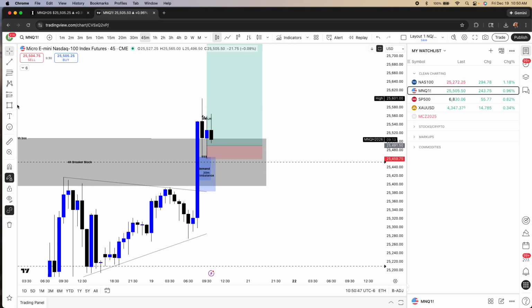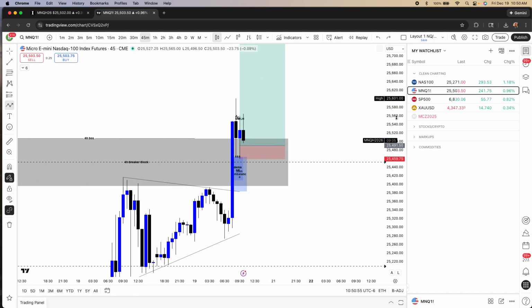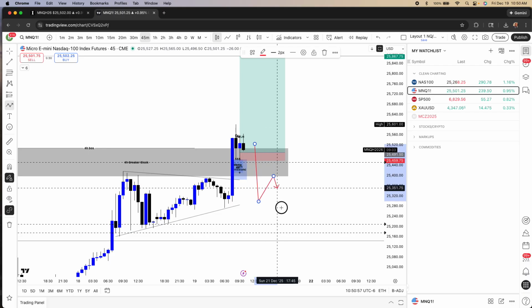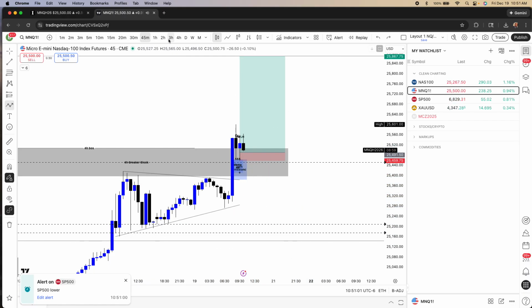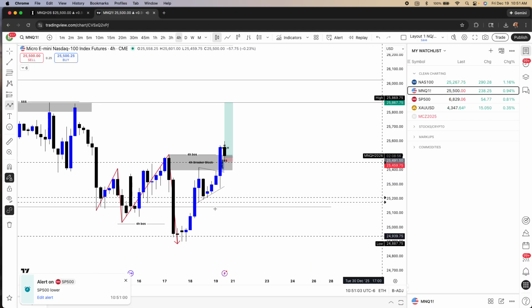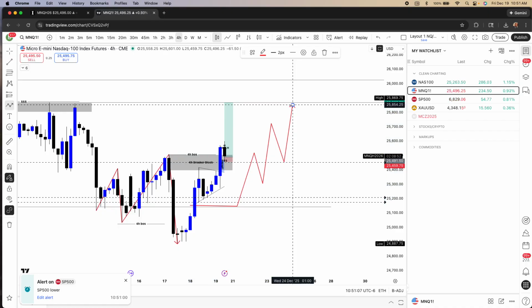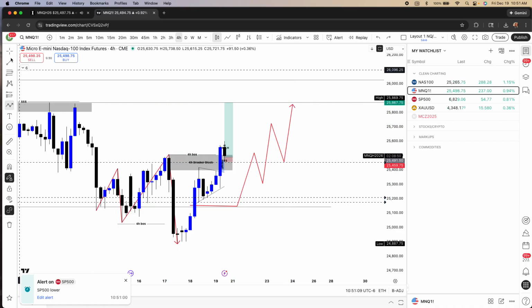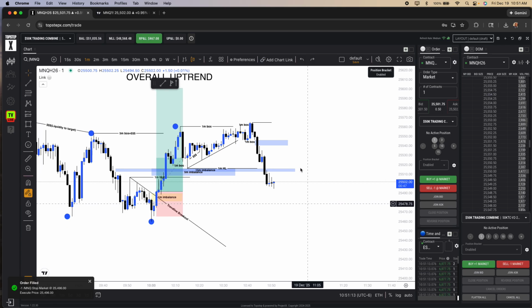We could still get stopped out and price can come back and then tap back into this 30-minute again and then give us the same opportunity. Also, we could be coming down to take out this liquidity down here and tap into one of these 4-hour imbalances and then continue to the upside. Order filled. So you can see that order has been filled and that is completely fine.